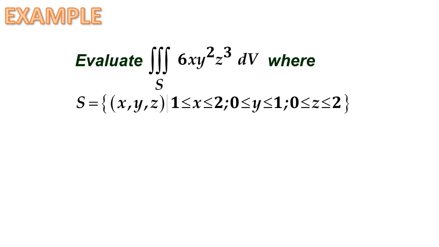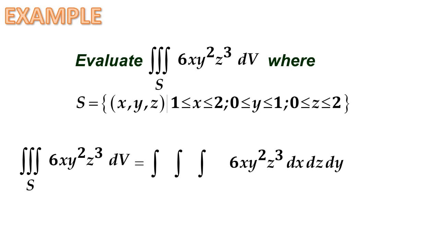Now let's have an example. Evaluate the triple integral of 6xy squared z cubed dV over the rectangular solid S containing the points x, y, z, where x is from 1 to 2, y is from 0 to 1, and z is from 0 to 2. To solve this, we have to write it as an iterated integral. In this example, the order of integration is dx, dz, dy. And now we have to get the bounds for this iterated integral.